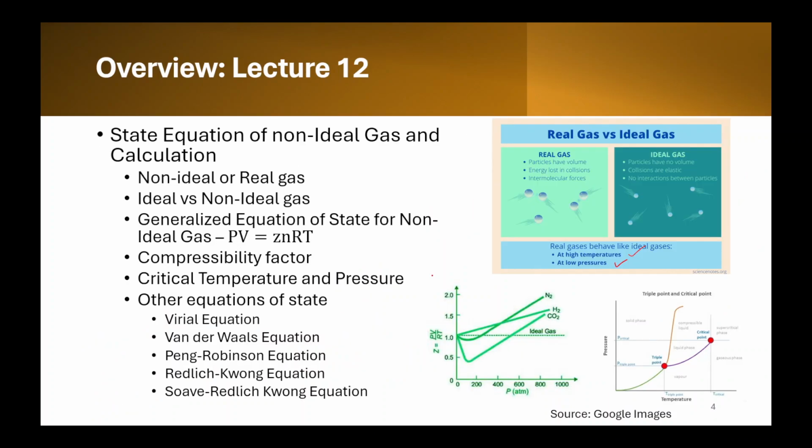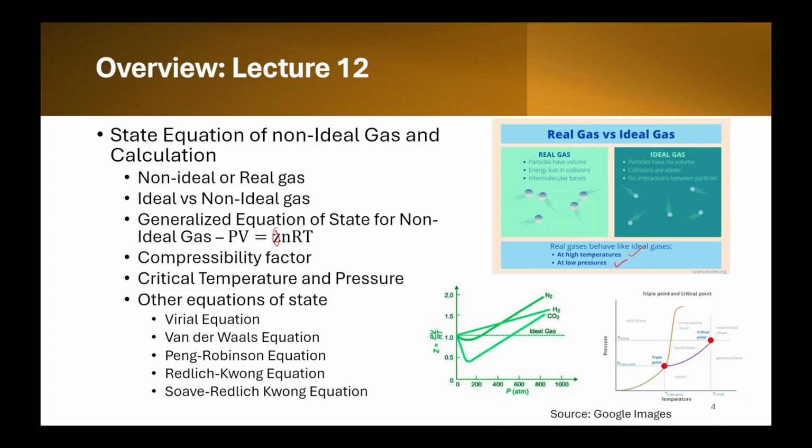All right. Firstly, we dealt with the non-ideal or real gas. Then we discussed the difference between the ideal and non-ideal gas. Then we talked about the generalized equation of state for non-ideal gas. So here we introduce a factor called the compressibility factor.